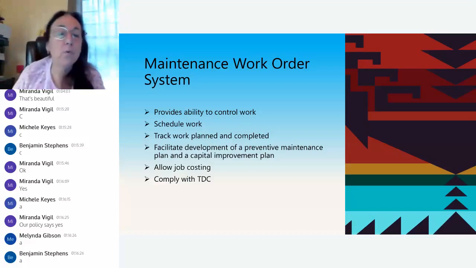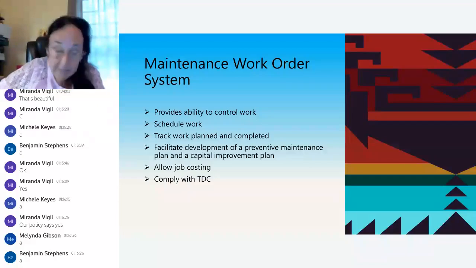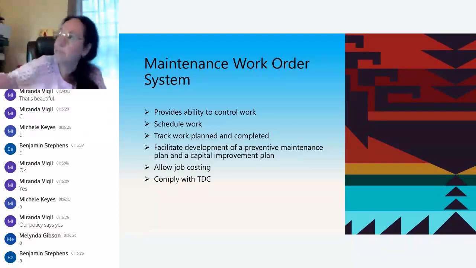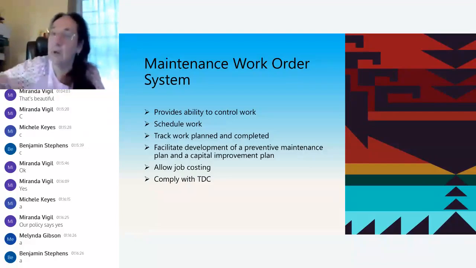So your work order system provides the ability to control your work, to schedule it, to track the work planned and completed, and facilitate development of a preventative maintenance plan and your capital improvement plan. It allows for job costing, and it allows you to comply with your total development cost. Now, maintenance is one of the largest expenditures of your budget if you have big projects out there.